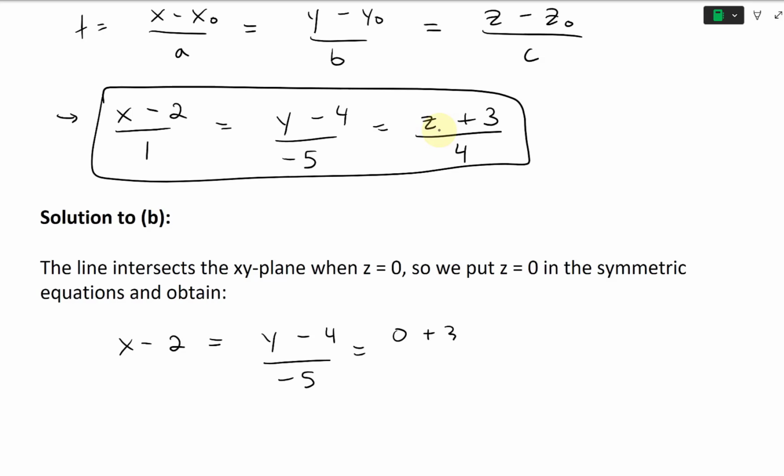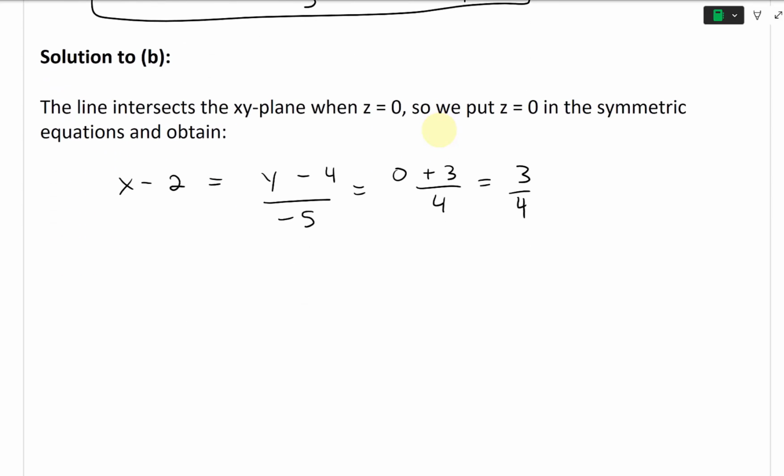0 plus 3 over 4. Well, again, this just equals 3 over 4. Like that. So then we solve it for each one. We'll have x minus 2 is equal to 3 over 4. And then move this 2 over to this side. We'll get plus 2, and multiply top and bottom by 4, so we have the same common denominator. Actually, we'll do that after. So we move it over.